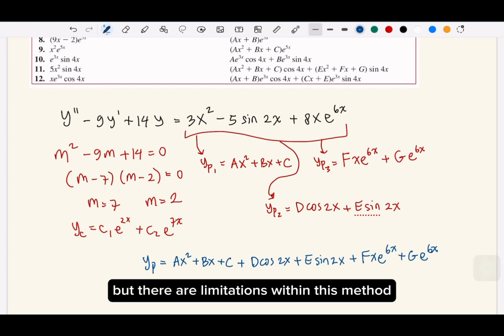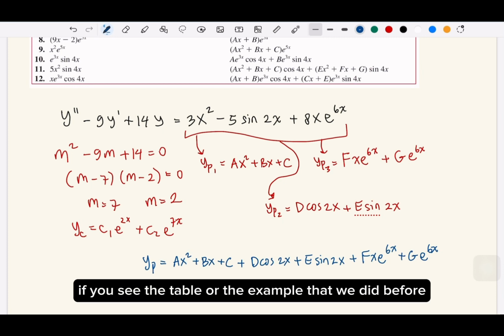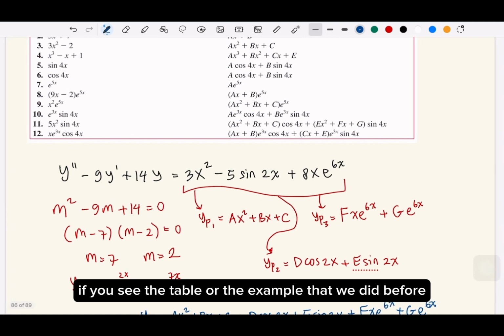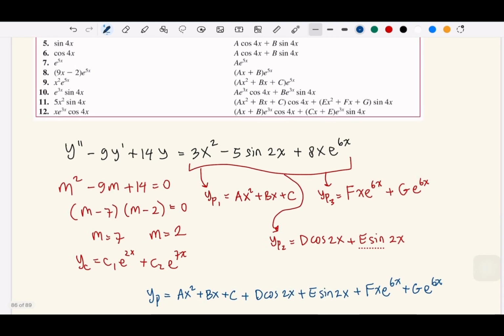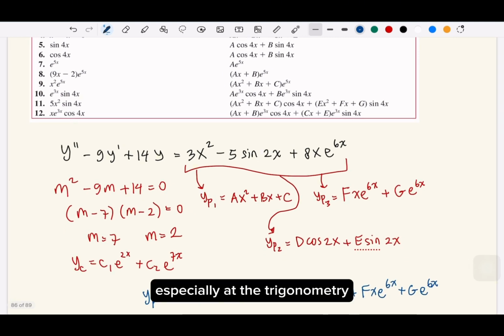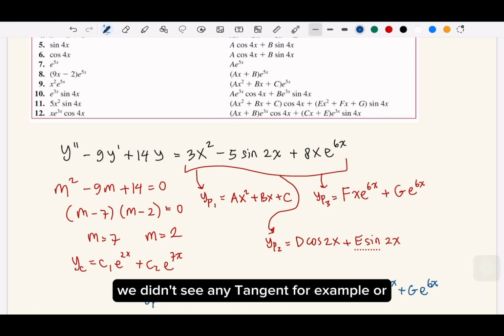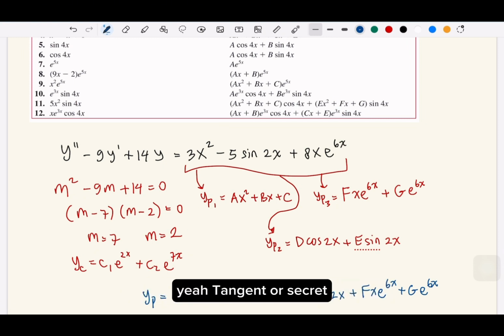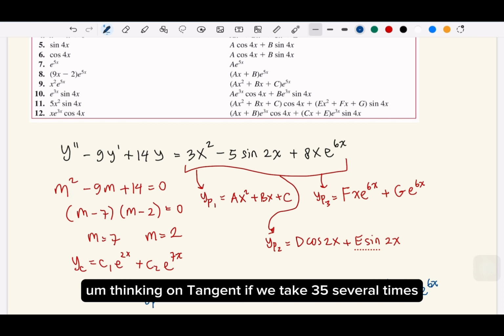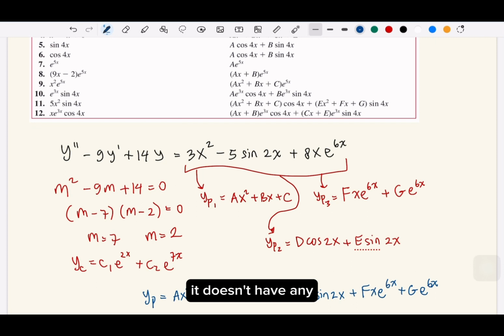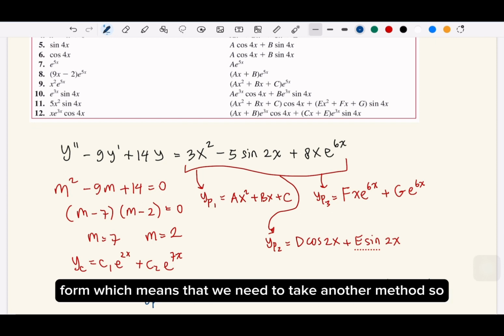But there are limitations within this method. If you see the table or the example that we did before, especially with trigonometry, we didn't see any tangent, for example, or secant. Especially tangent: if we take the derivative several times, it doesn't have any finite form, which means that we need to take another method.